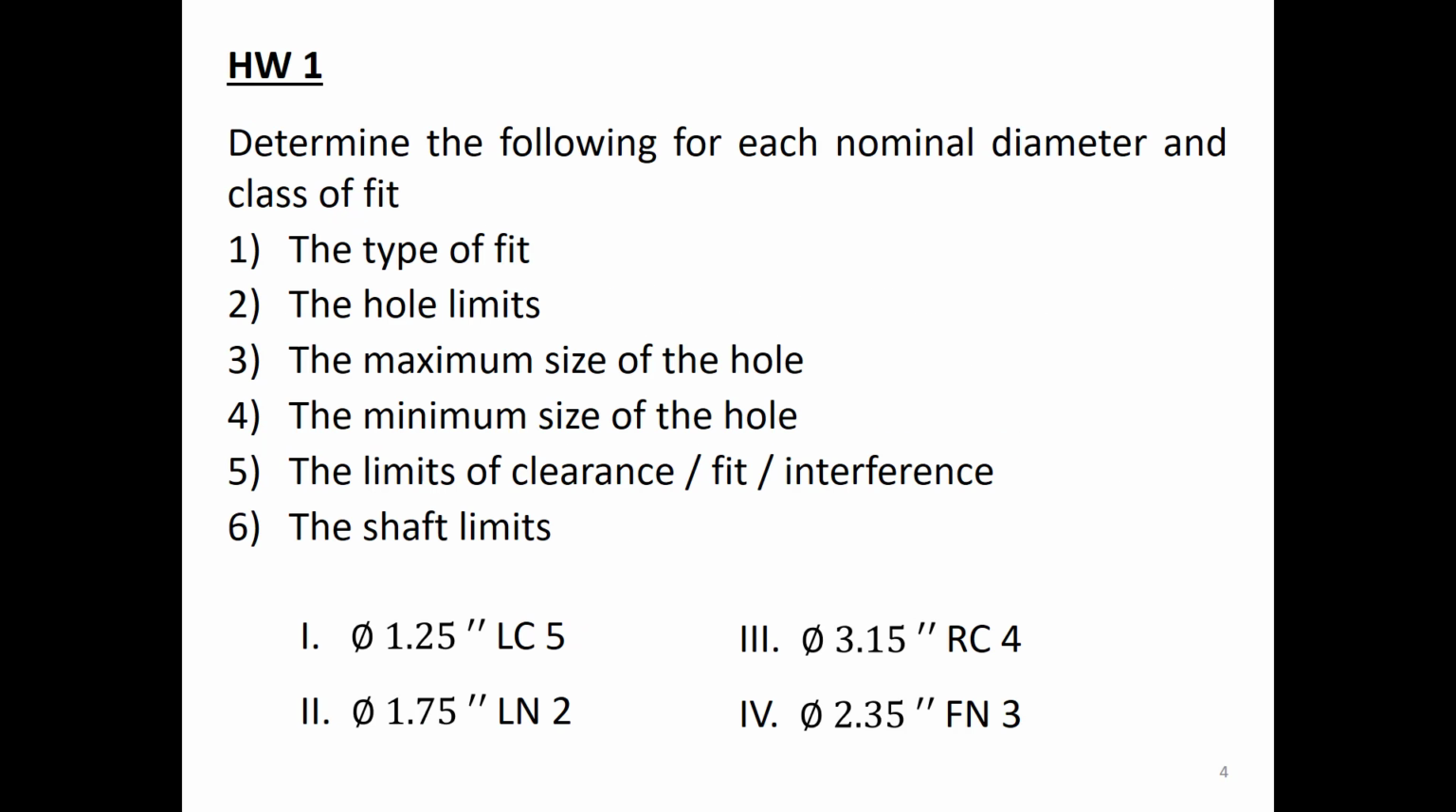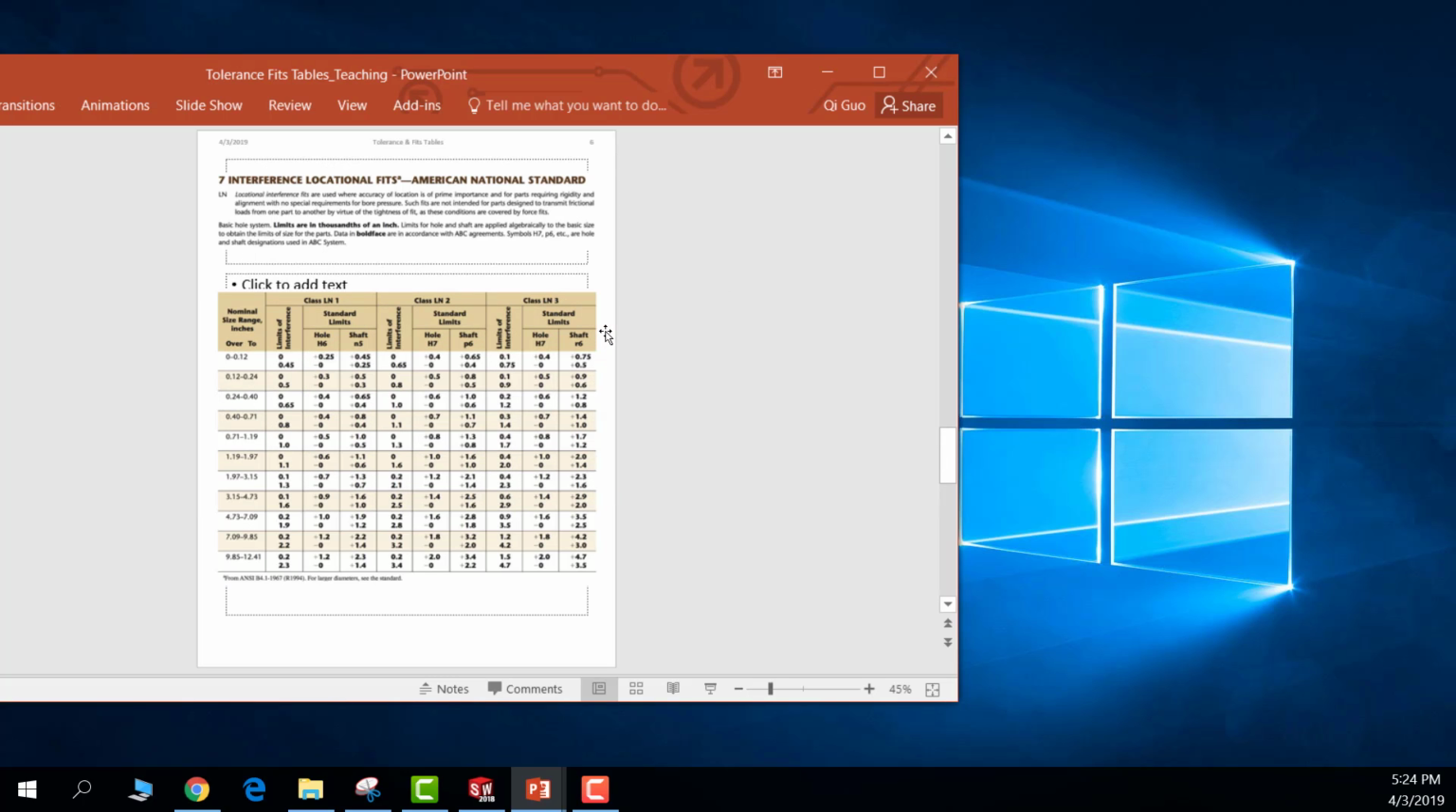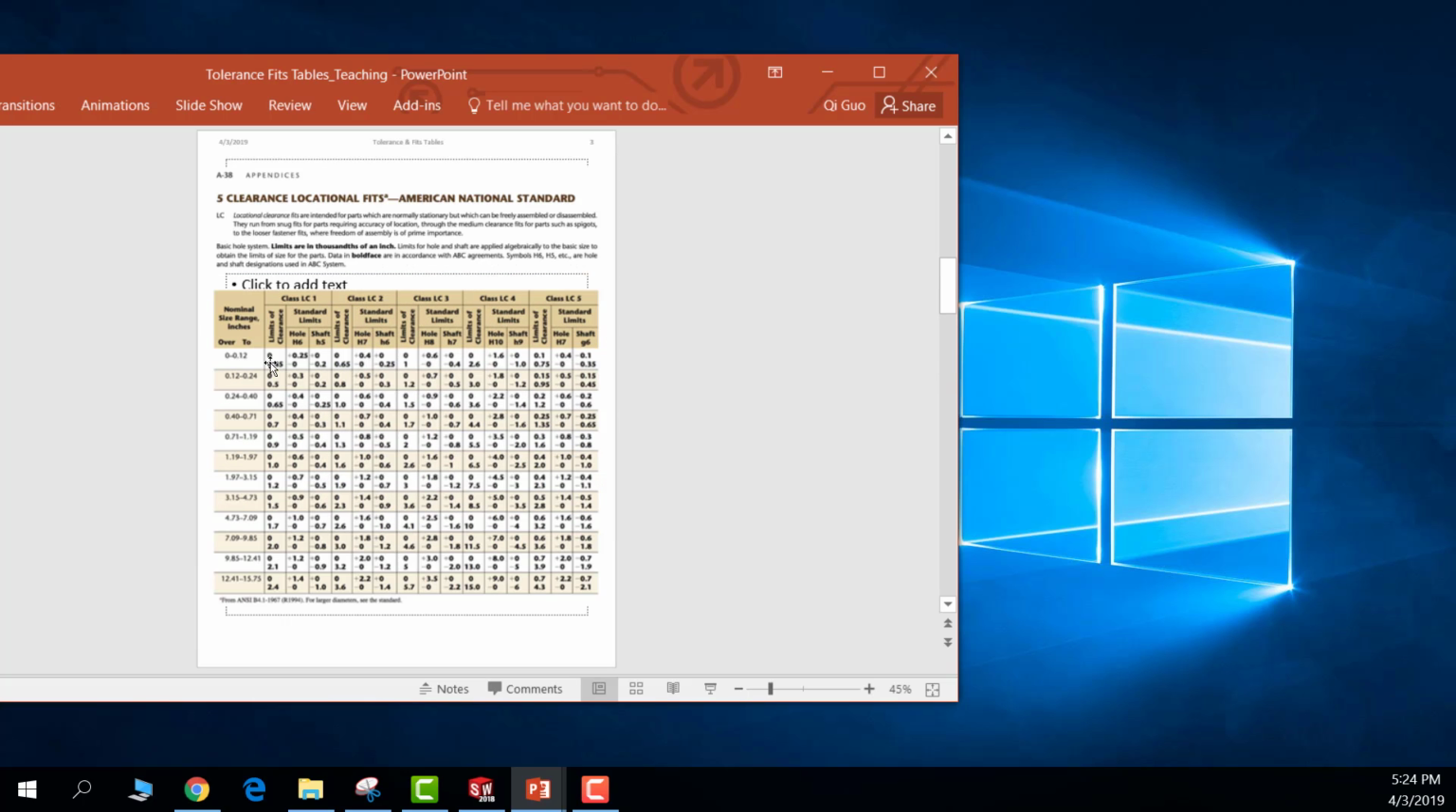And the next one is going to be the homework. So it's going to be the same problem. The first one is a nominal hole diameter of 1.25 RC5. And the second one is diameter 1.75 LN2. And RC4 with this diameter, and FN3 with this diameter. So you're going to use the tables, find out where each class is, find the nominal dimension, and find out the tolerance.